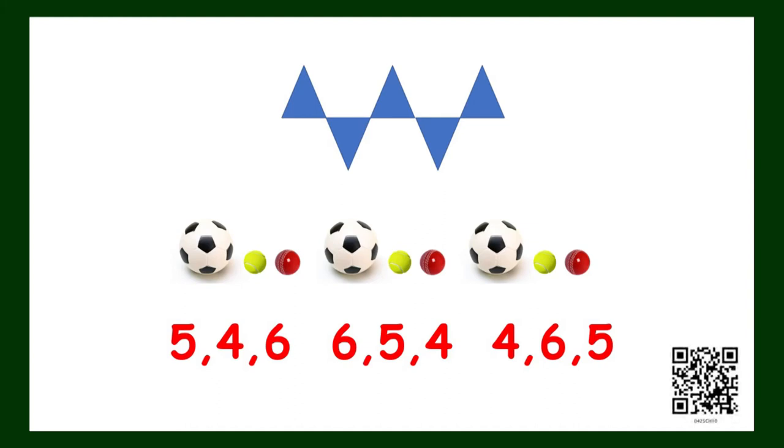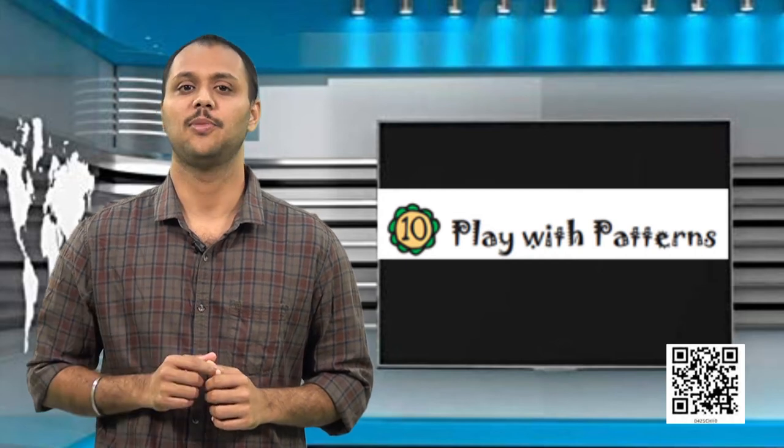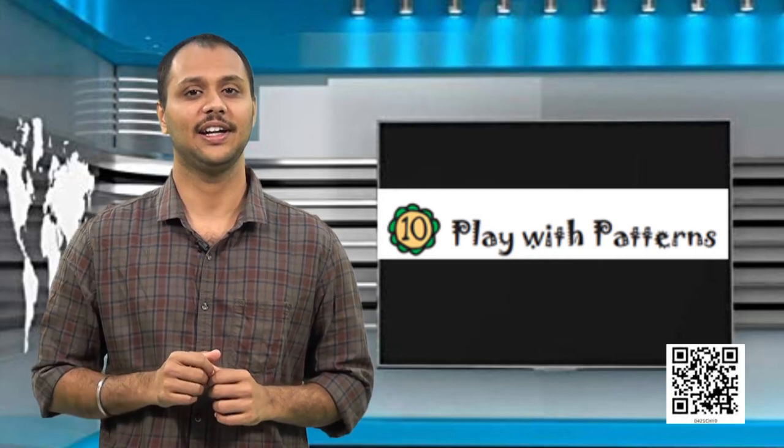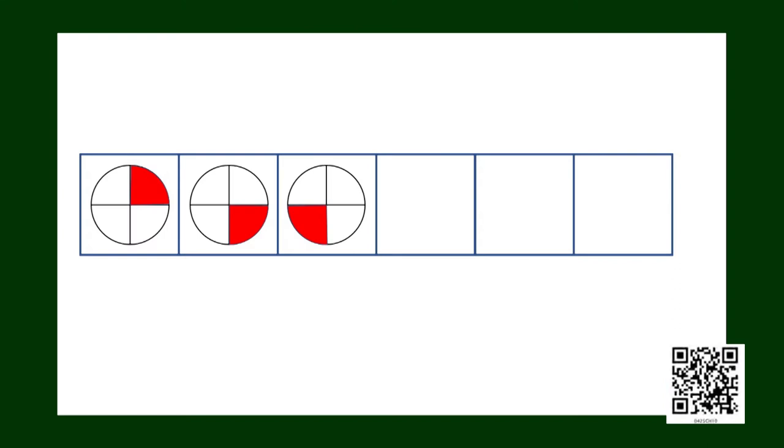Now can you tell me what will be the fourth pattern? Yes. 5 will come in the position of 4, 6 will come in the position of 5 and 4 will come in the position of 6, which will be 5, 4, 6, just like the first one. Now, I will give you some more patterns. You have to complete it. Okay? Can you identify some patterns in this?